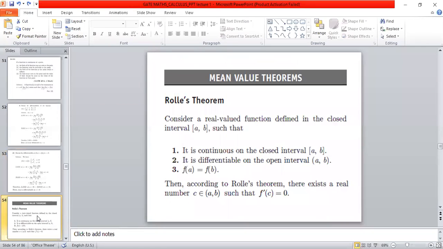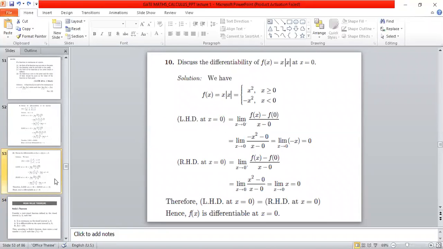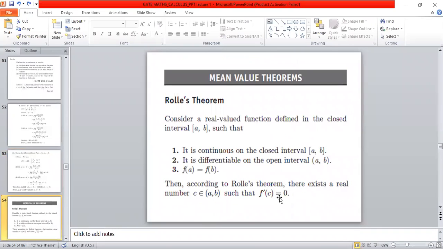Okay, next is the mean value theorem. I think for today we'll stop up to continuity and differentiability, and in the next lecture we'll take mean value theorems. Till then we'll go back.